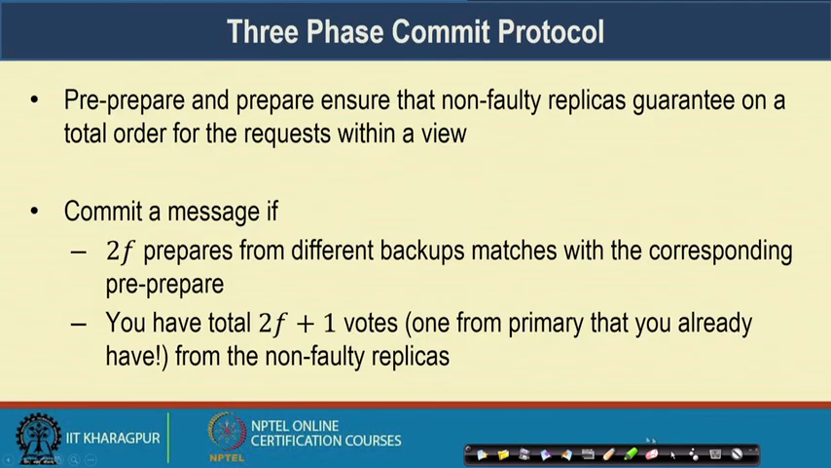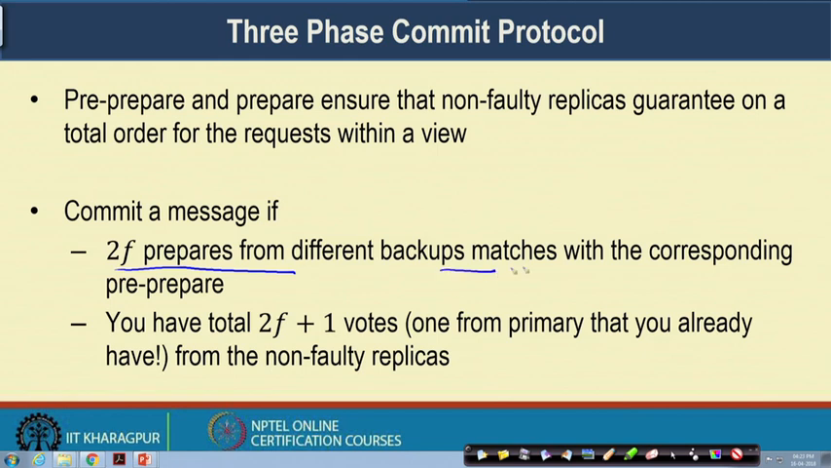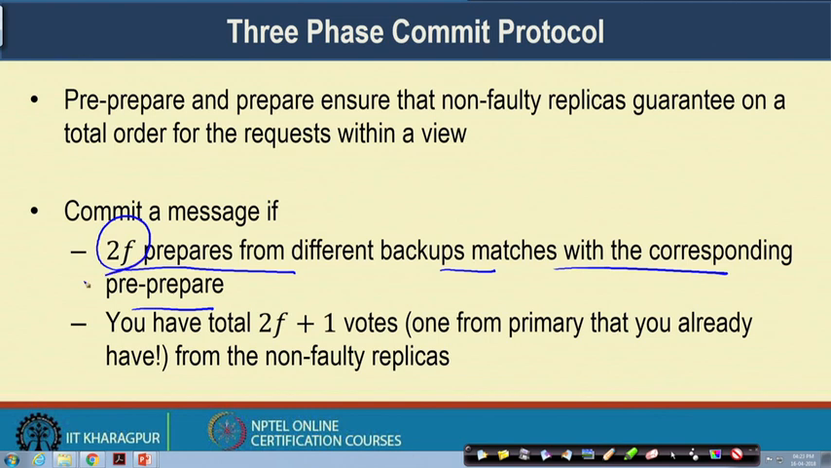So, after the pre-prepare and prepare stages, once every replica gets the prepare messages, it commits a message if 2F prepare messages from different backups match the corresponding pre-prepare. Whatever has been transferred in the pre-prepare message, you have received the prepare message with the same message and the same message digest, coming from at least 2F prepare messages. So, you have received 2F such messages.